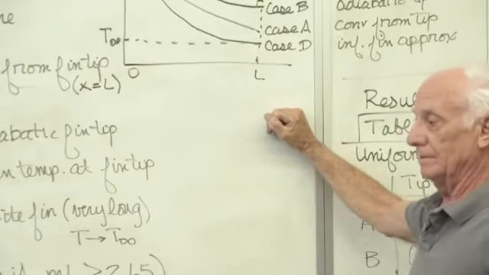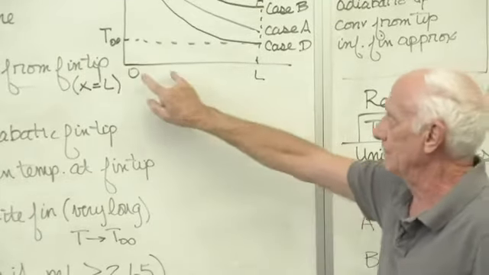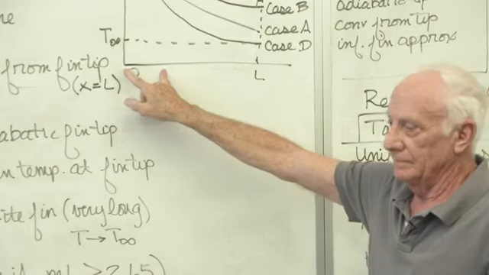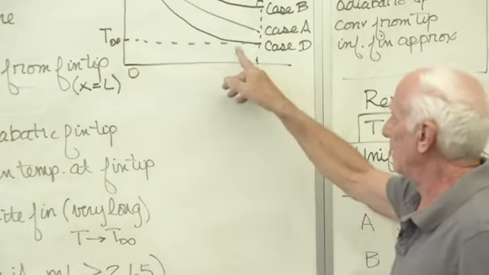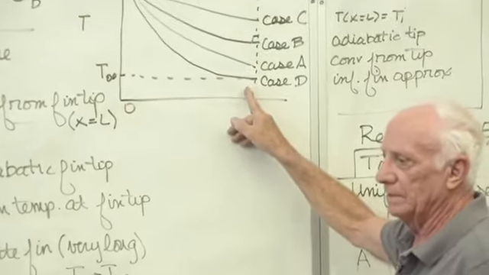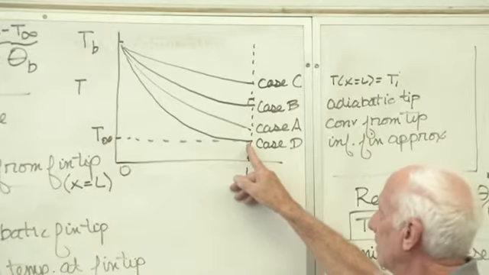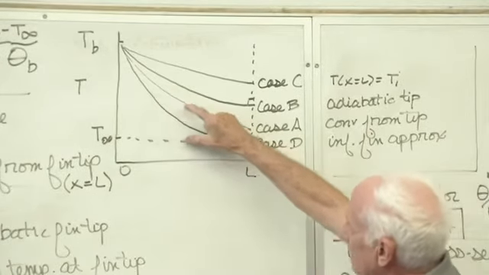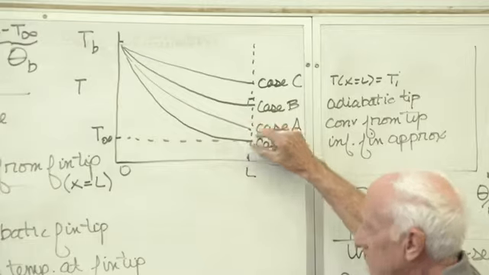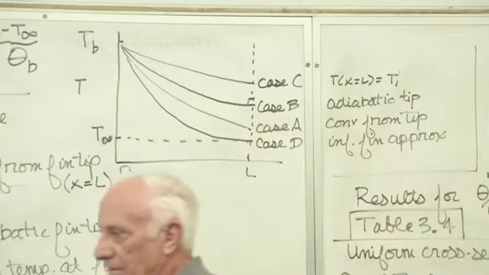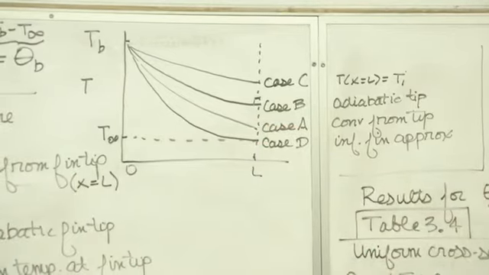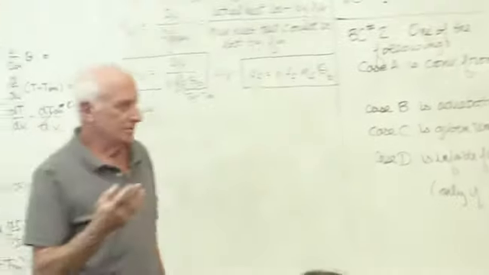What part of the fin takes the most heat out? No question, right here near the base. That's why most of the time you don't want to make a very long fin. Why waste your money? What's the payback making it long? This is getting smaller and smaller. So most of the time, you don't make fins that long because it's just a waste of money and weight. The cost, the weight.